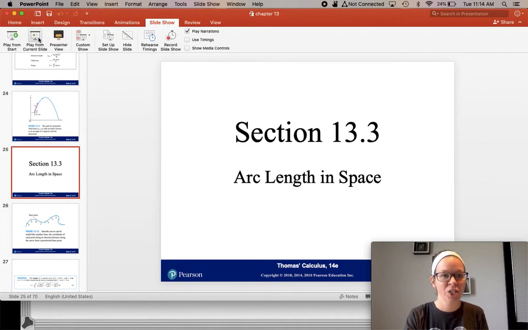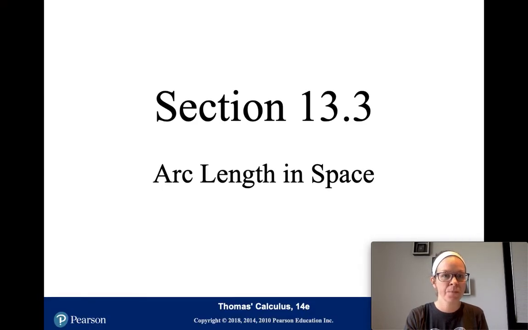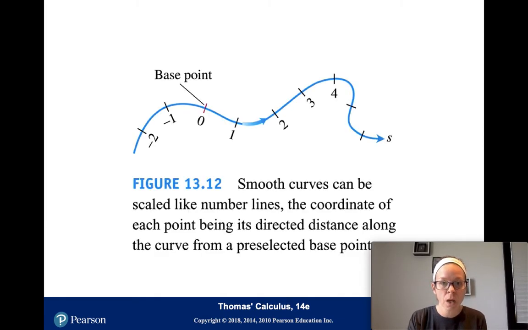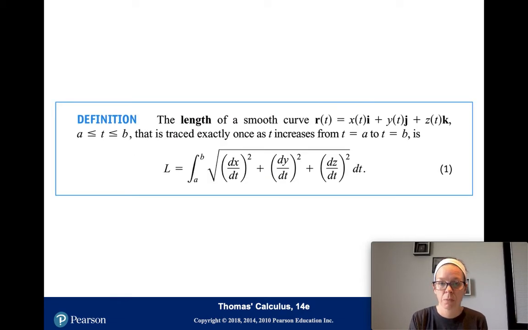Looking at section 13.3, and we're going to talk about arc length in space. So for arc length in space, we are talking about the length of the vector. And when we think about vectors, we think about magnitude. So we're thinking about the magnitude of the vector. When we think about the length, we're thinking about kind of tracing it out with a string. So taking our number line, but having it be a curvy number line. And then when we straighten it out, how long would that number line be?